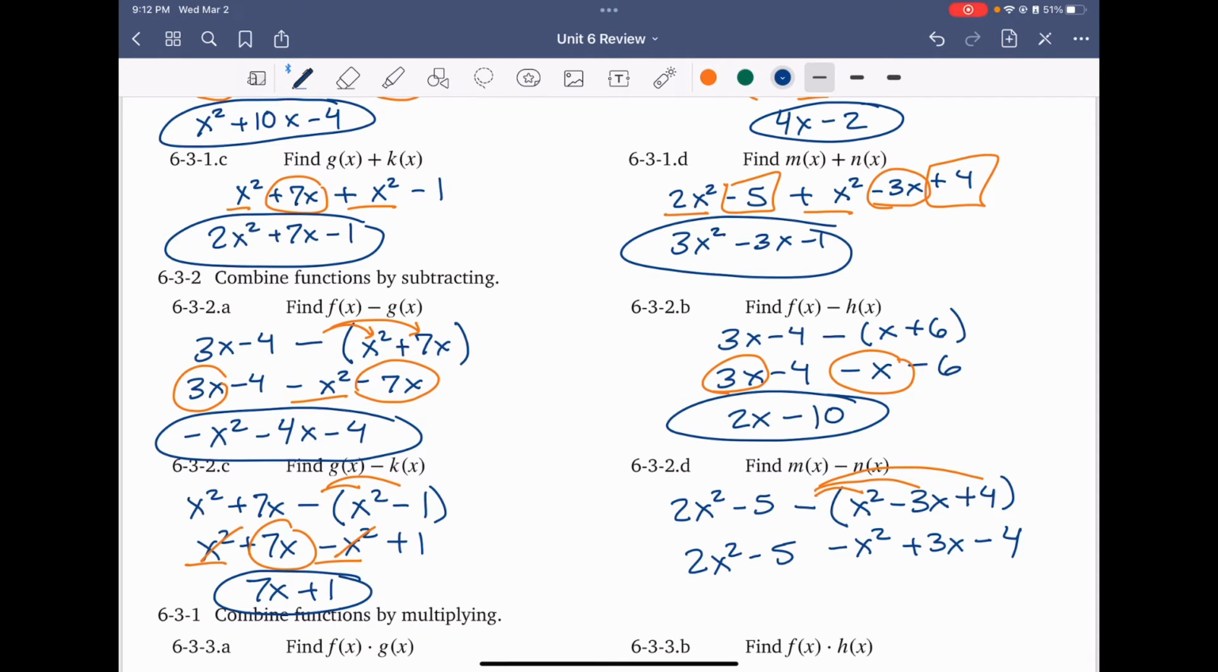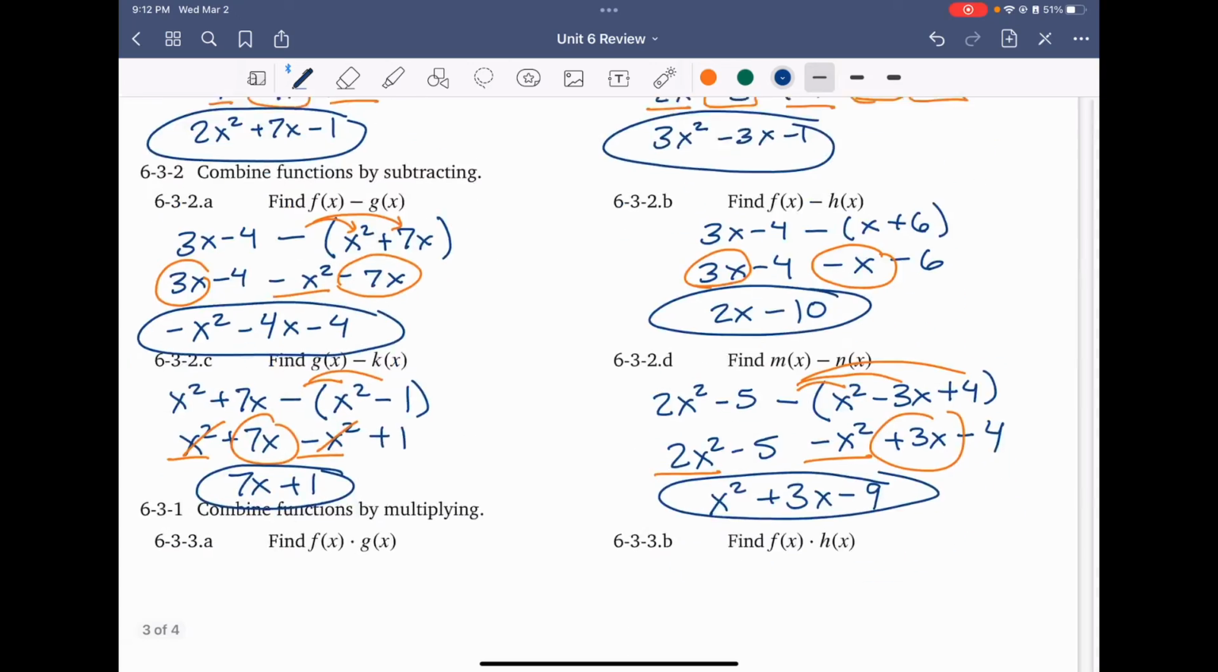Now we can combine our like terms. We have 2x squared and a minus x squared. So you have 2 of something and then you take 1 away, you're left with just 1. So you're left with 1x squared. And then for our x's, we have plus 3x, that's the only term that has x's in it. So plus 3x, and then our constants, we have negative 5 and negative 4, so that will become negative 9. All right, and we are done with subtraction.